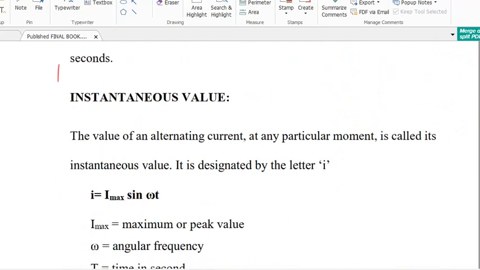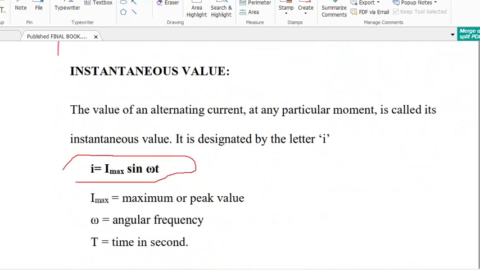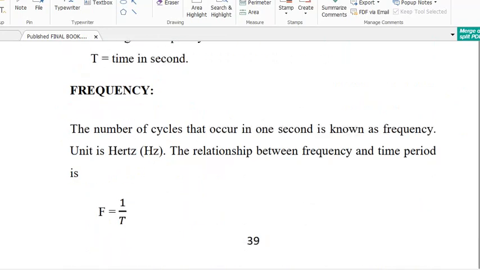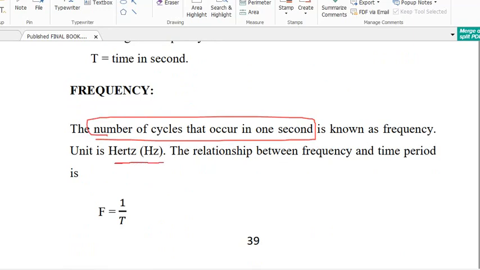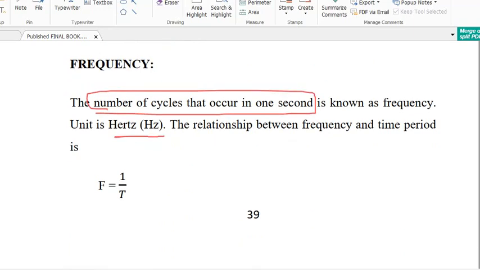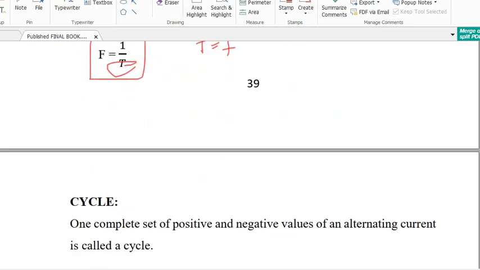Okay. So the instantaneous value we already observed: I is equal to I max sin omega t, and the remaining parameters you all know. Look at the definition of frequency: the number of cycles that occur in 1 second. How many cycles occur in 1 second? That is the frequency. Its unit is hertz. So this is the relationship between frequency and time: f is equal to 1 by T, or T is equal to 1 by f. Either you can calculate the time period from the given frequency, or the frequency from the time period.